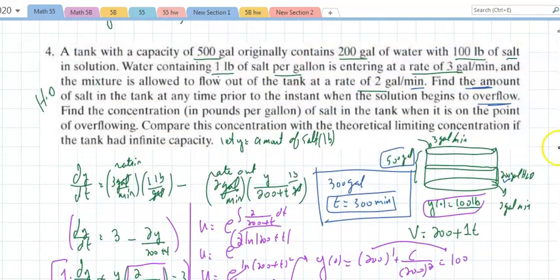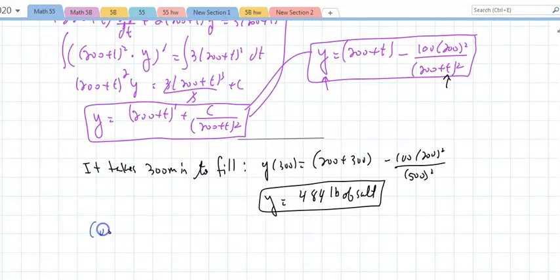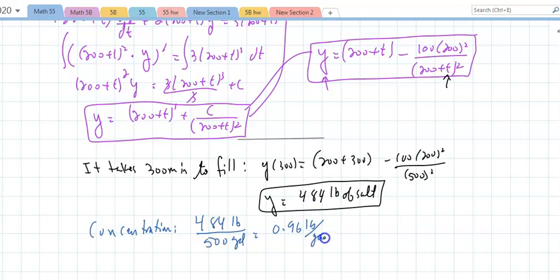What else do they want? So find the amount of salt, we just did. Now let's go with blue. And find the concentration in pounds per gallon of salt when it is on the point of overflowing. Okay, concentration, that's simple. Concentration is simply, we have 484 pounds of salt divided by 500 gallons. So that is 0.96 pounds of salt per gallon at that given time.